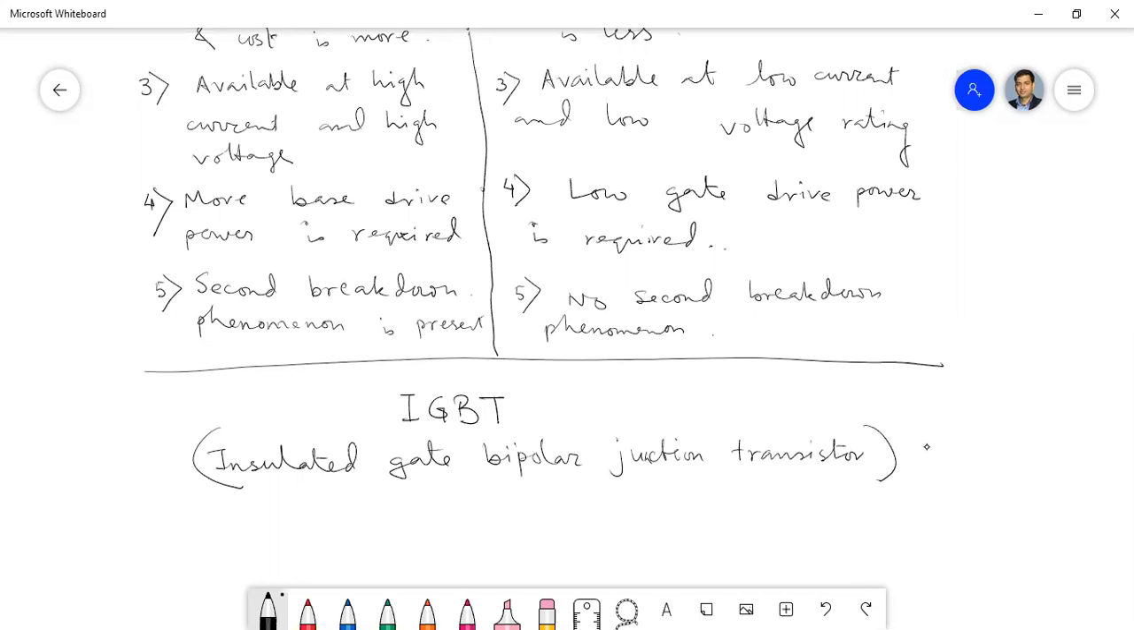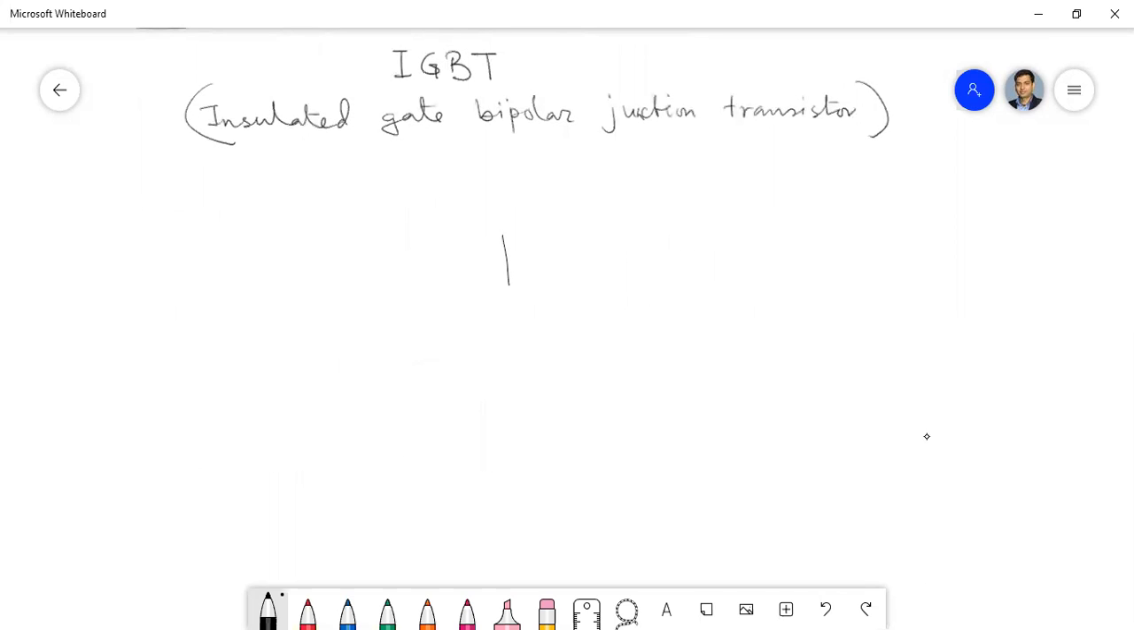And the symbol of IGBT is basically a transistor, but the base or gate is isolated. So this is the symbol, base emitter, and this is the gate. This is not base. For IGBT, this is called the gate. So this is the symbol of IGBT.